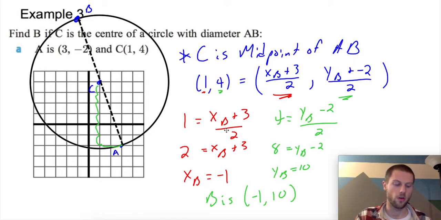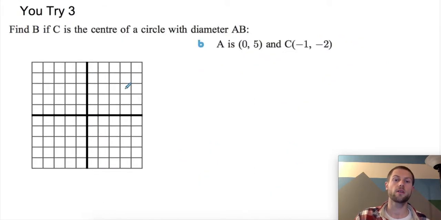All right, so I'd like you to try a problem just like it. In fact, it's so similar, it's the same type of style, but just different points. So pause the video, see if you can find the next coordinate B given the center of a circle and the diameter is AB. Resume the video when you're ready to check out the answer.